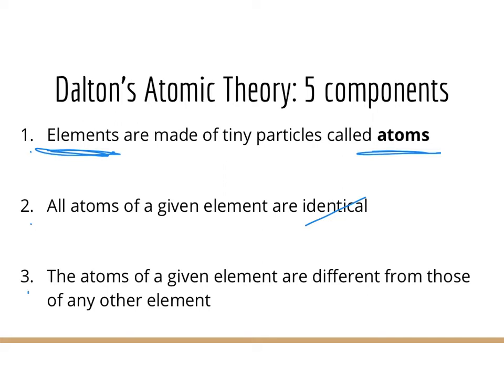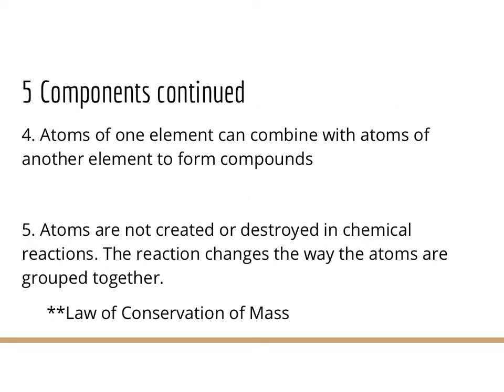In our third part, the atoms of a given element are different from those of any other element. So for example, atoms of nitrogen are not the same as atoms of carbon, and we hold this to be true as well. If we move on to our fourth component of this theory, atoms of one element can combine with atoms of another element to form compounds. So this is where we see atoms of carbon plus atoms of oxygen forming carbon dioxide, CO2.